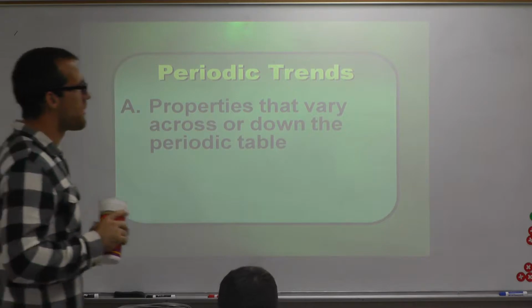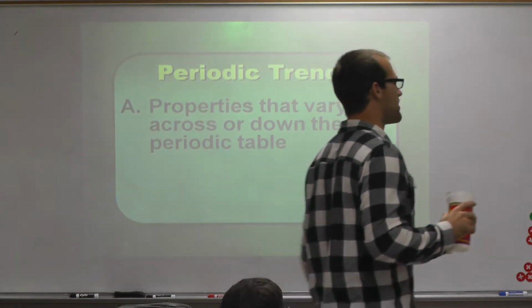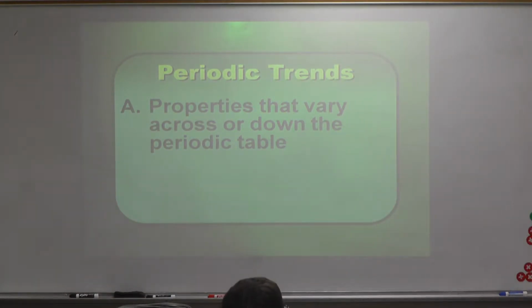So I told you what periodic means, right? What does it mean? In a certain order. Repeatable. Yeah. Okay, so the periodic table is a table of elements with very repeatable patterns. We're going to talk about some of those repeatable patterns today with regards to trends we see.